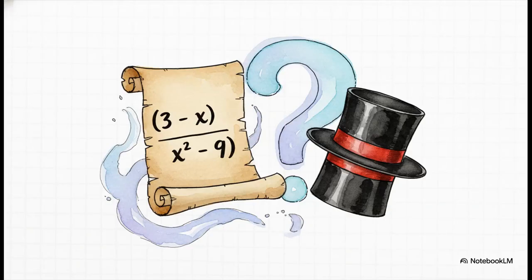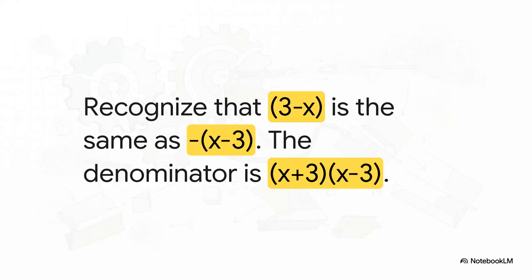All right, last one, and this one has a neat little trick inside it. We need to simplify 3 minus x all over x squared minus 9. Now, if you just glance at it, it doesn't look like anything is going to cancel, but there's something hiding in there. Here's the magic move. The denominator, x squared minus 9, is a difference of squares, so that's easy, x plus 3 times x minus 3.